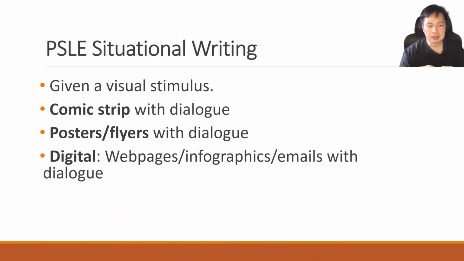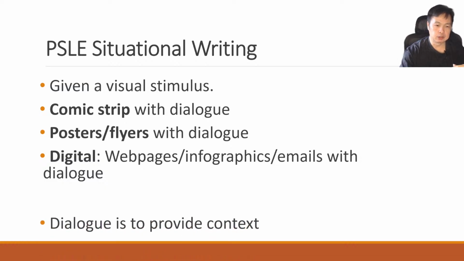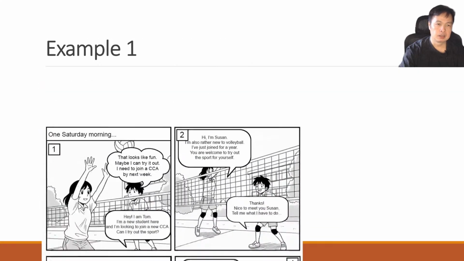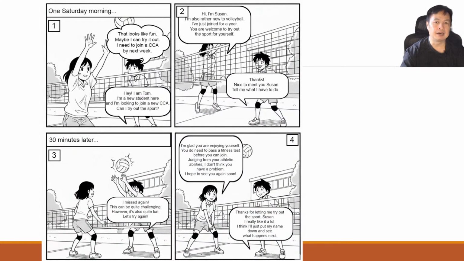And then finally, there might be some digital content. Okay, so this could be screenshots of web pages, infographics, or emails, again with dialogue, to provide some kind of context for the situational writing. Okay, and that is the visual stimulus. All right. So let's very quickly jump into our first working example, right?